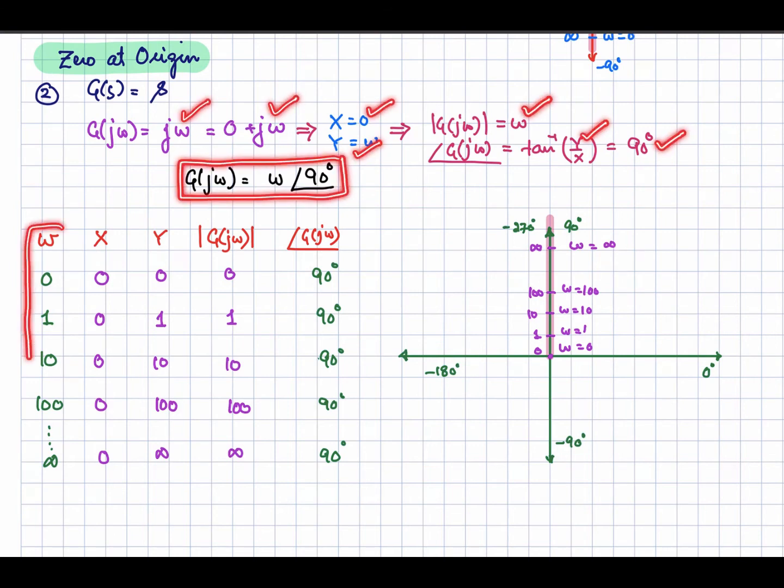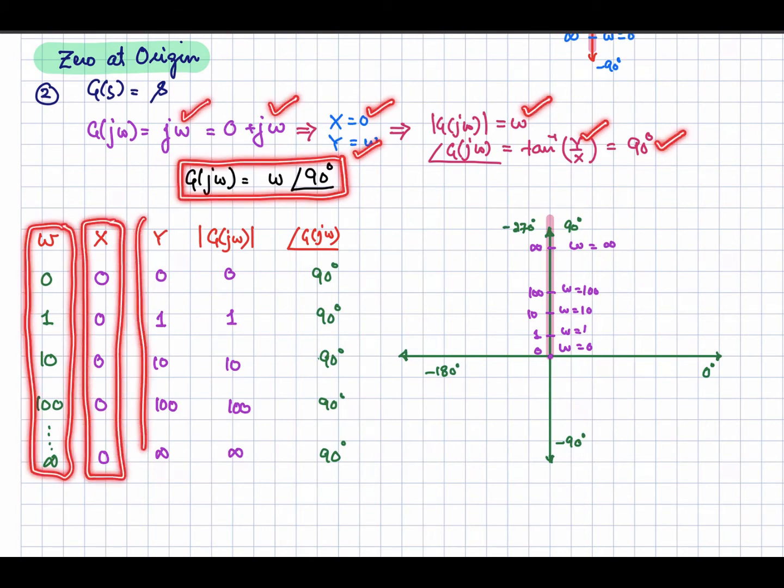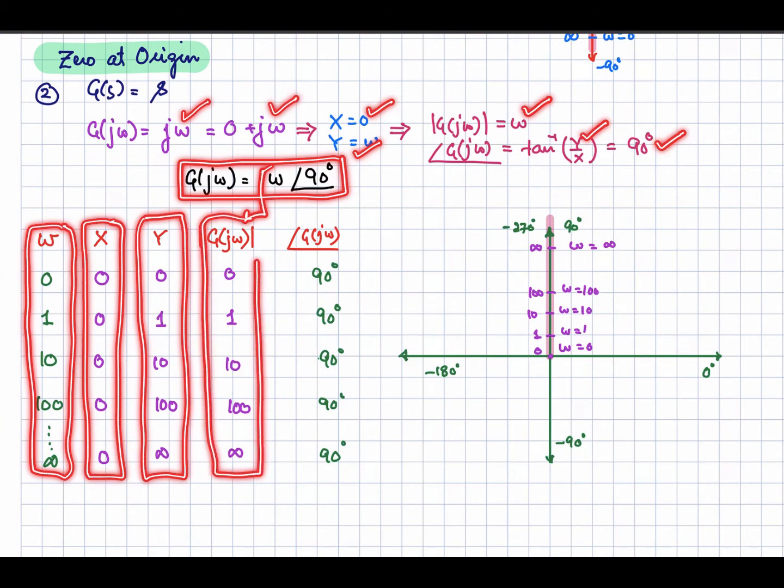Now considering different values of omega starting from 0 to infinity, the real part will remain 0 but the imaginary part is going to change from 0 to infinity, right? And because of that, this magnitude that is equal to omega will be changing. So magnitude is changing from 0 to infinity, and its phase is always 90°.